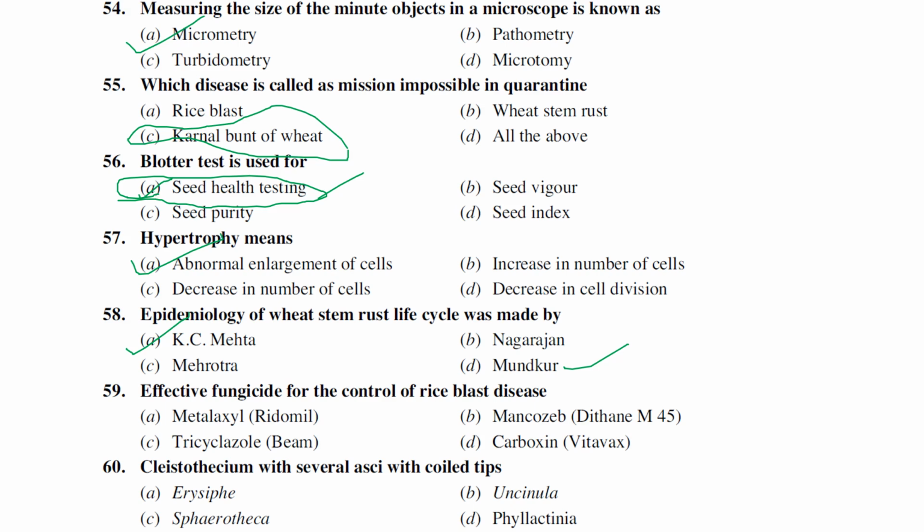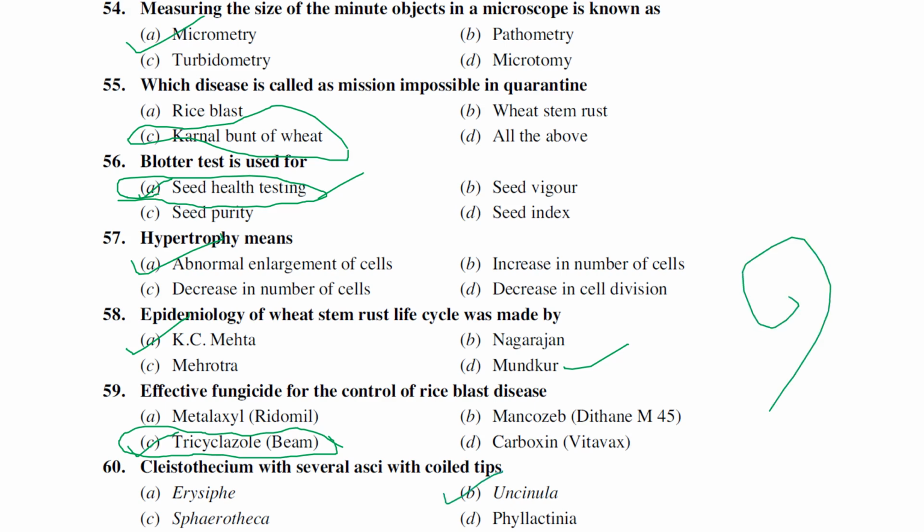Effective fungicide for the control of rice blast: you always remember, for rice blast there is a specific fungicide, tricyclazole. The trade name is Beam, Blastinius. Various kinds of trade names are there, but the specific fungicide recommended for rice blast is tricyclazole. Cleistothecium with several asci with coiled tips. So coiled tips itself indicates it's Uncinula, coiled tips.